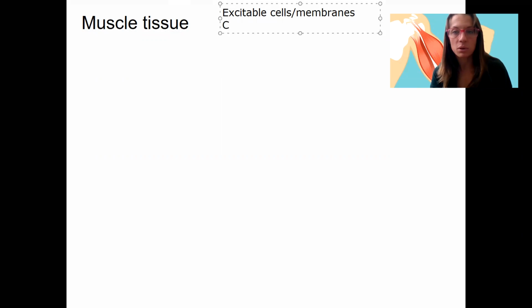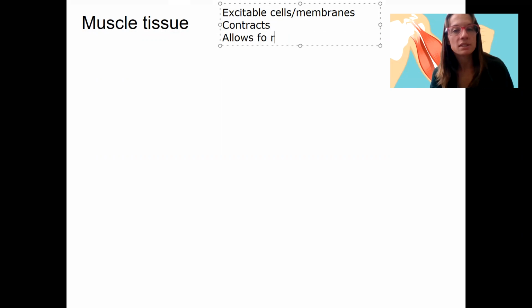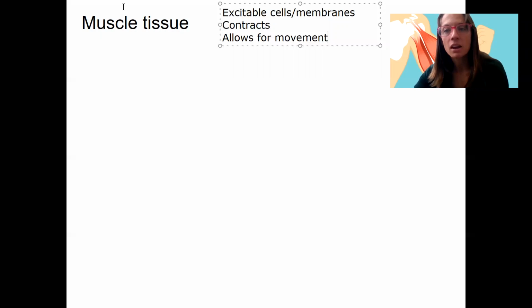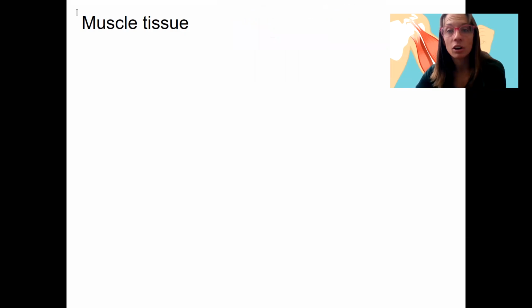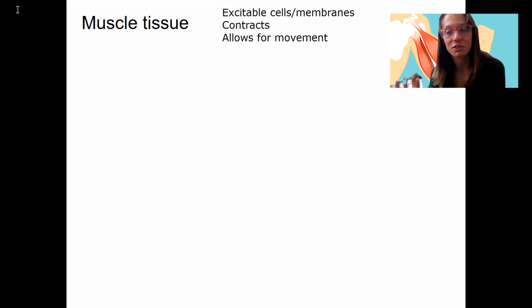So the other thing was that it contracts. This is then going to allow for movement. Movement can be various types of movement. This can be movement of your body, your skeleton. This can be movement of your heart, so contractions of your heart. This can be movement of food through your digestive system. Various types of movement.